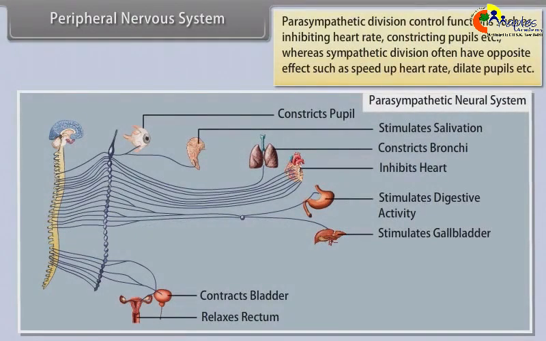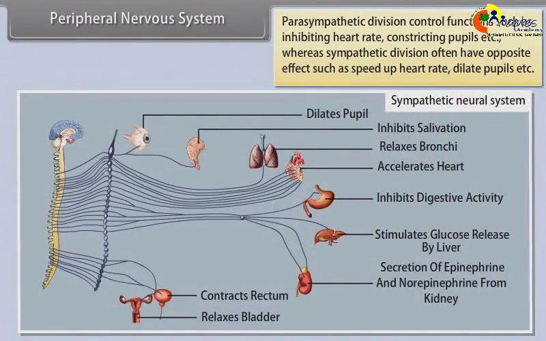The parasympathetic division controls functions such as inhibiting heart rate, constricting pupils, etc., whereas the sympathetic division often has the opposite effect, such as speeding up heart rate, dilating pupils, etc.